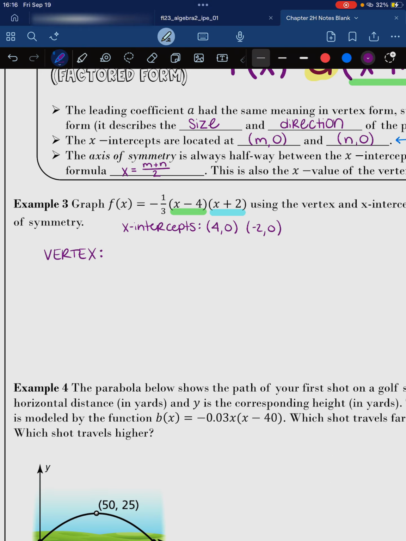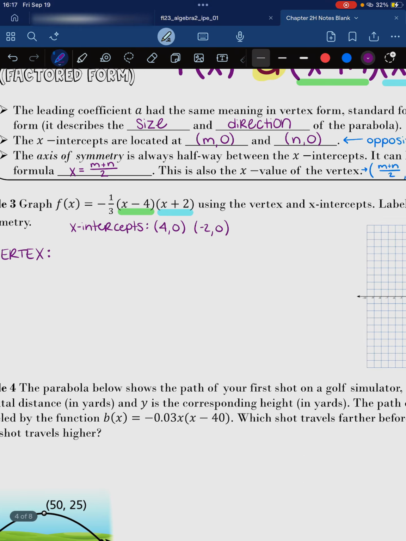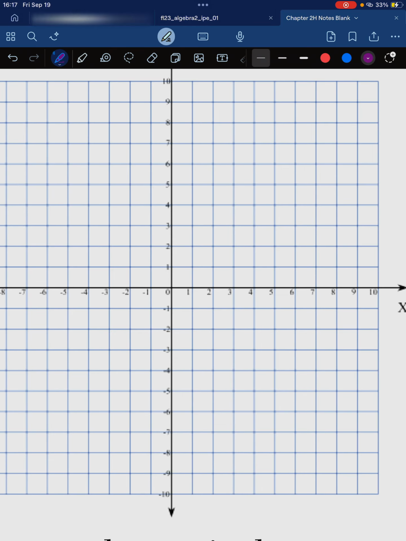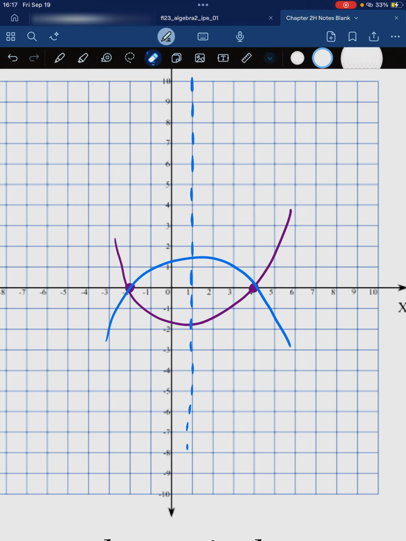So let's go ahead and put that on the graph already. (4, 0), (-2, 0). And again, I know because of the property of symmetry, I maybe don't know what the stretch is yet, but regardless, if I make a parabola, whether it's upward facing or downward facing, I know that the axis of symmetry has to be exactly halfway between those two intercepts. Okay, so let me erase that real quick, sorry.